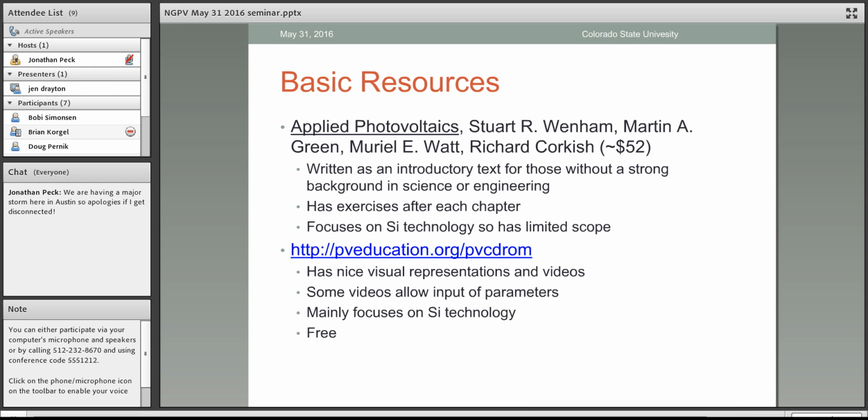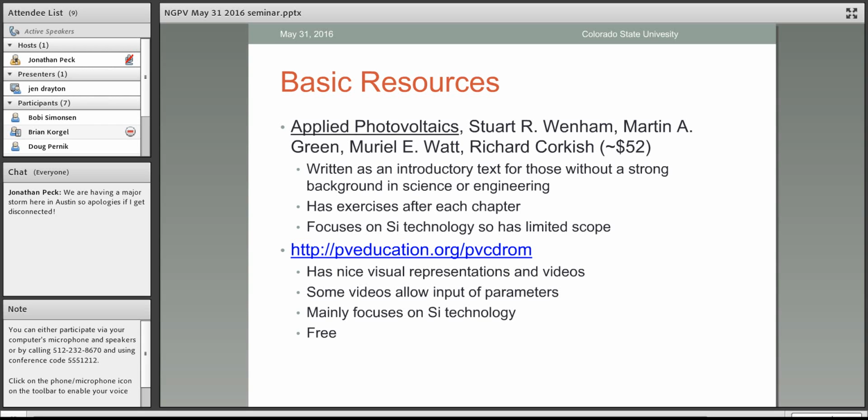The second resource I have up here is pveducation.org, and this is an excellent website. It has videos and experiments you can run online by changing the numbers. It allows you to change parameters and see what's going to happen to a JV curve. It's really, really helpful when teaching students about PN junctions and how they work, because there's one excellent lesson I used about how the current flows in forward and reverse bias, which really helped my students get a handle on it.